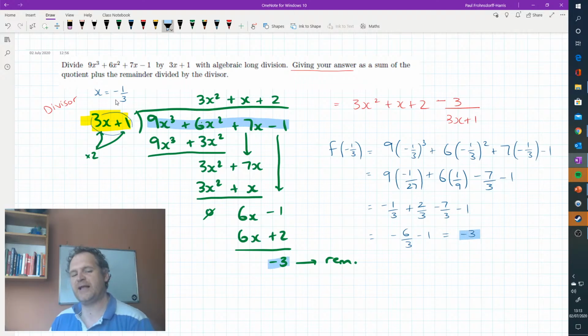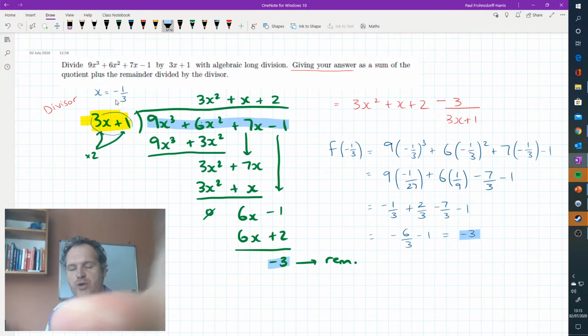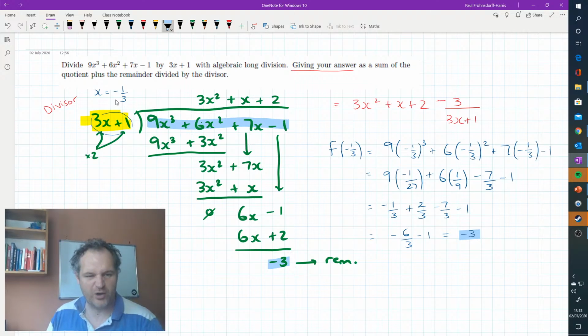This tells me I've got my calculation correct, because the remainder when I put minus 1/3 in, because that's what makes the divisor 0, is the same as the remainder I got when I did my algebraic division. You don't have to do it, but it's a good way of checking that you've done the division correctly. This is how algebraic division works, so it's just a case of making sure you know what you're doing. And while you're first learning, I don't see the harm in it.